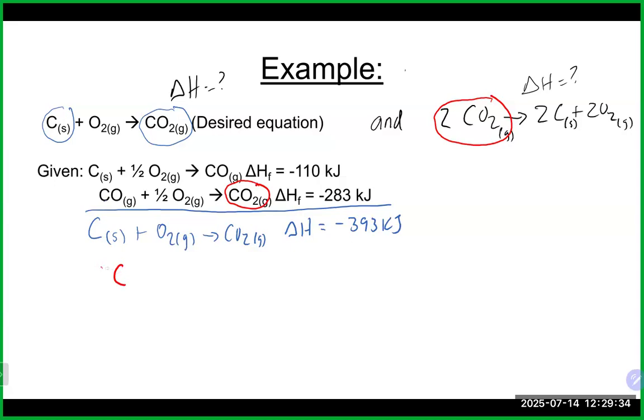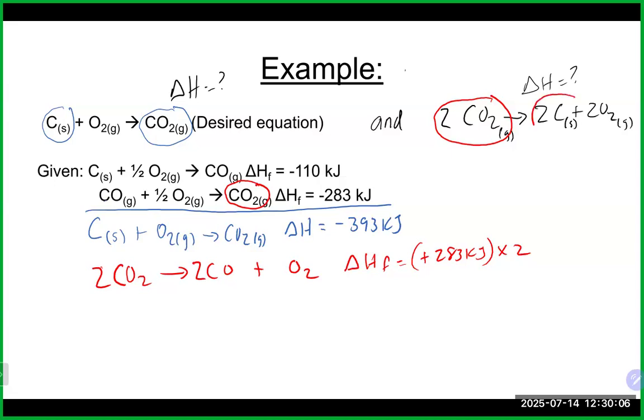We're going to reverse it first. And I'm also going to multiply it by 2, which would give me a 2 there, a 2 there, and a 1 there. Now, because I reversed that equation, what's going to happen to the sign is it will become positive 283. And I also multiplied it by 2, which means I do need to multiply the H value there by 2. I'm going to do the same thing here for the next one, which is carbon. It's on the right-hand side here. Over here, it's on the left-hand side. So once again, I am going to have to reverse that equation as well.